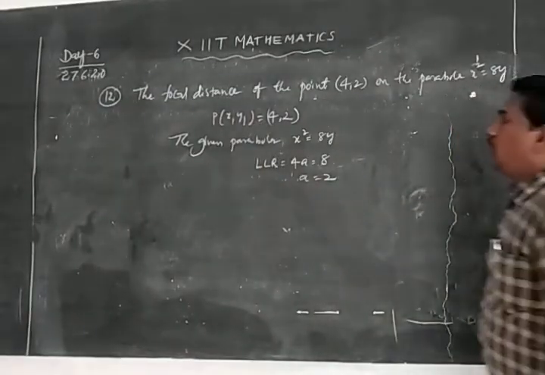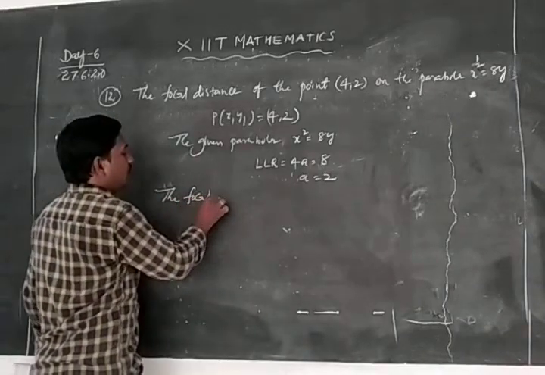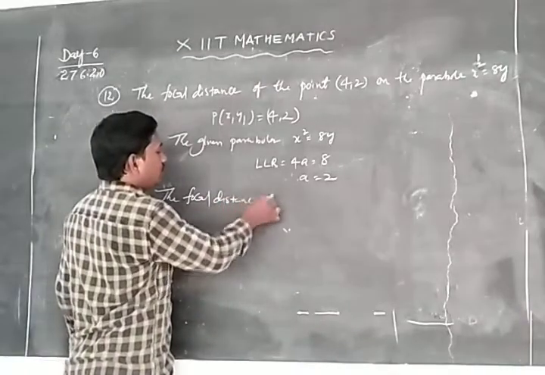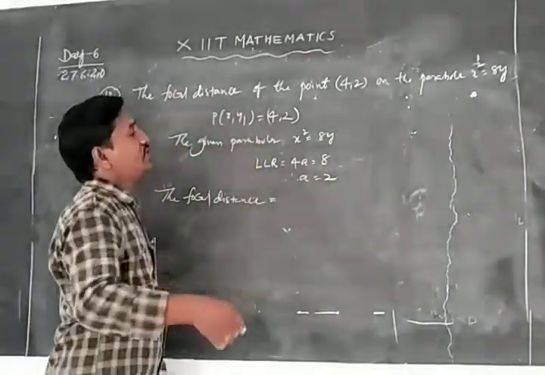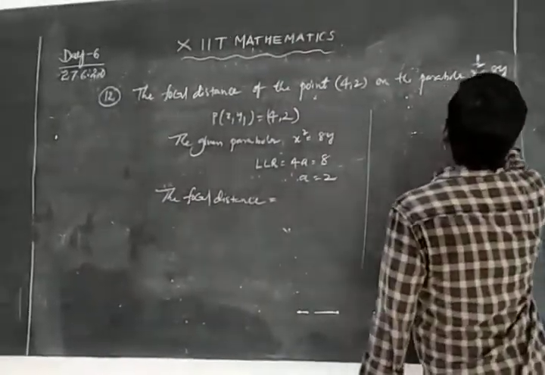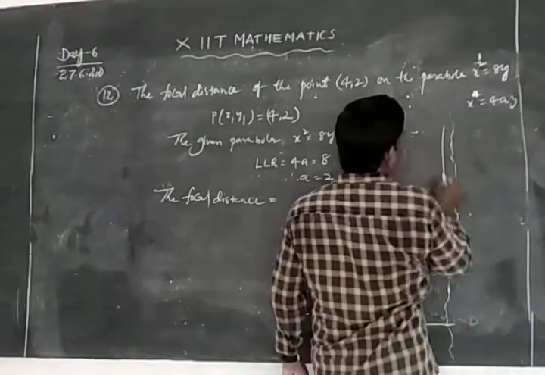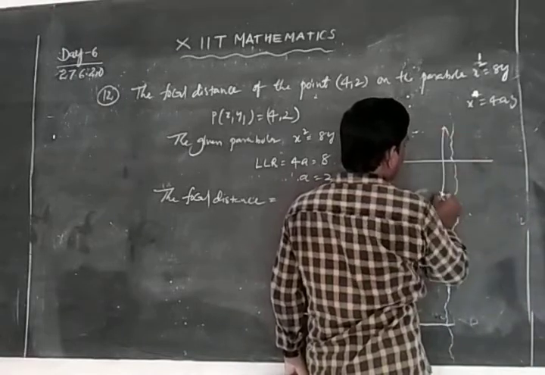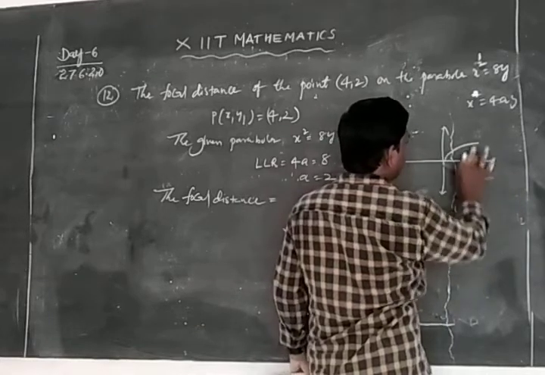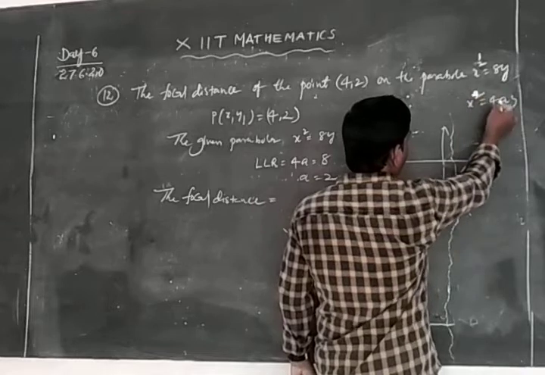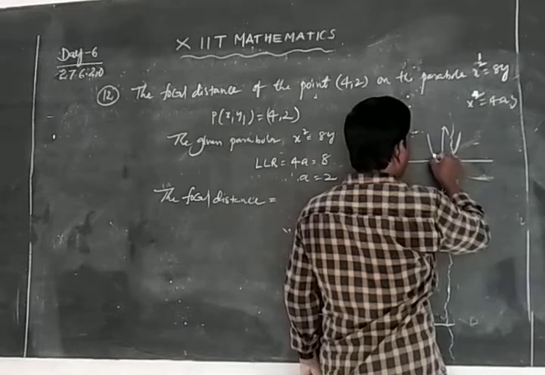Now the focal distance of the point P 4 comma 2 on the parabola x square equal to 8y. The focal distance equal to... x square is equal to 8y, but it is in the form of x square is equal to 4ay. Okay, take the shape of the parabola. This is x square equal to 4ay. That means this is the parabola.